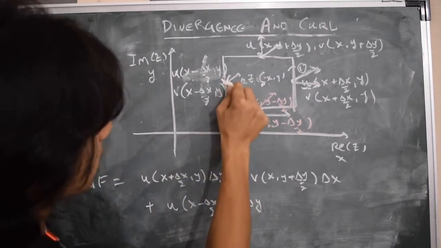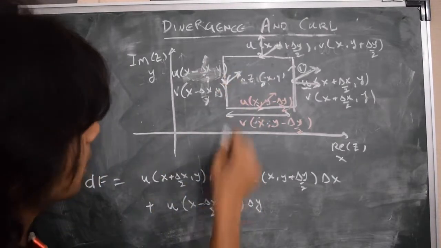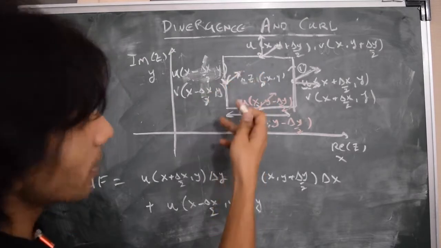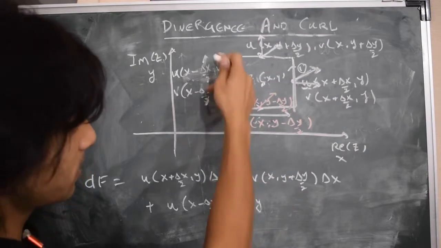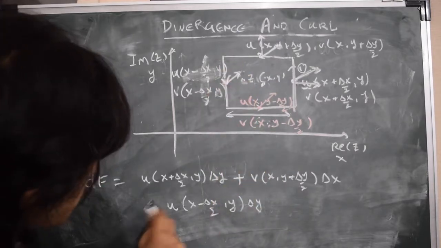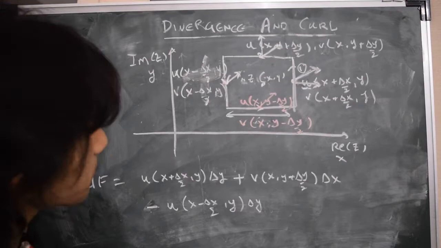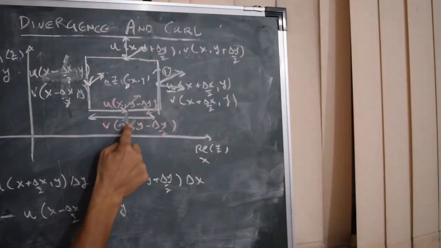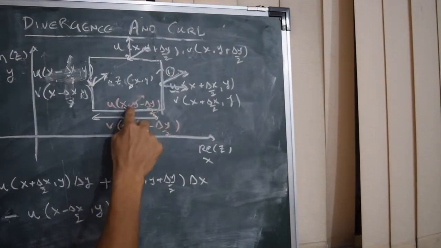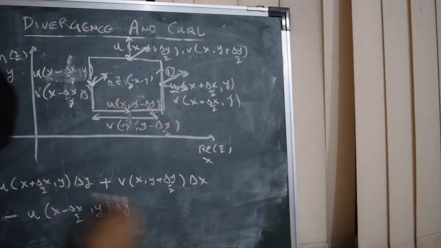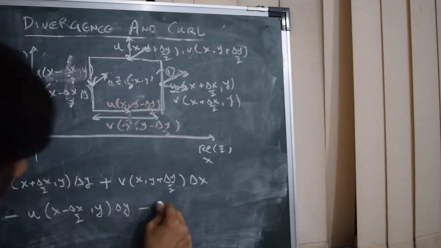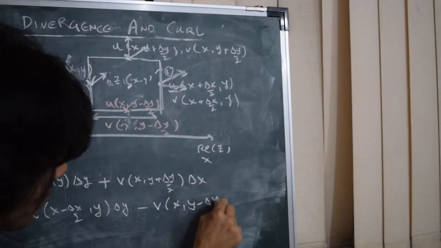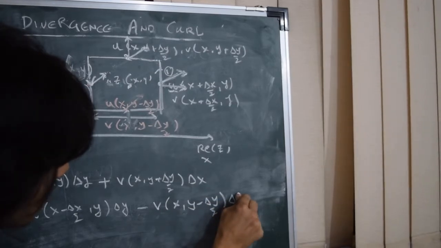However, the way I've drawn the vector here, the vector is pointing inwards, and so the projection of this vector along the normal to the curve will be negative for this part of the segment. And so here, instead of a plus, I should use a negative sign. Likewise here, the normal to the curve should be pointing here, a positive sense of the normal, whereas the way I've drawn the vector, it's coming inwards. And so the infinitesimal flux here will be v, x comma y minus delta y by 2, times delta x.